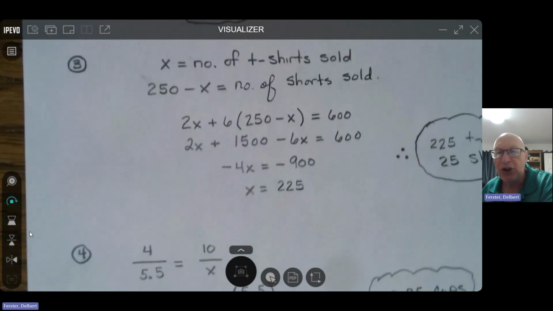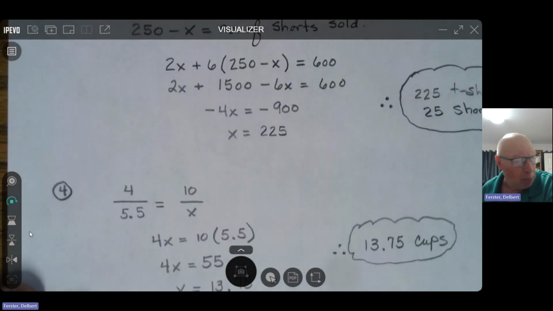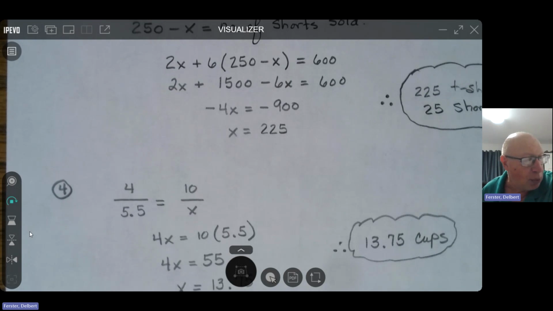Problem 4 coming at you. Problem references chocolate chip cookies and sugar, and it tells us that 4 batches of chocolate chip cookies require 5.5 cups of sugar. So that's my left side fraction. The question then says, suppose you decide that you would like to make 10 batches of cookies, and how many cups of sugar would you need? So just be careful.